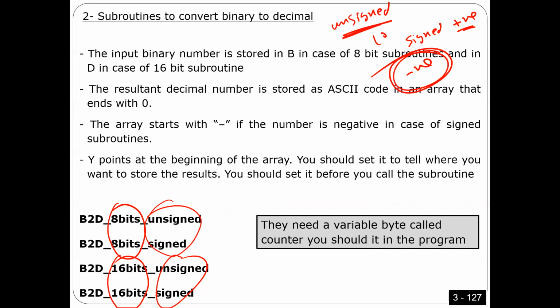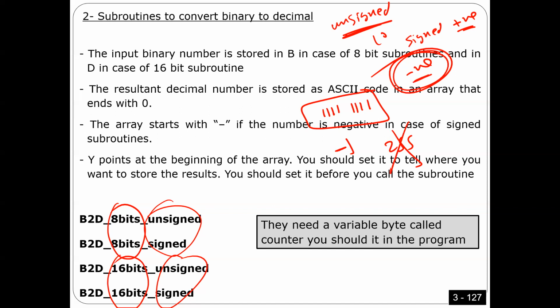I'll give you an example. If you have 1, 1, 1, 1, 1, 1, 1, 1, and you divide by 10, you are going to get 255, which is false. As you know, this number is -1. If this number is signed, this should be -1. So what should I do if the number is signed and negative?